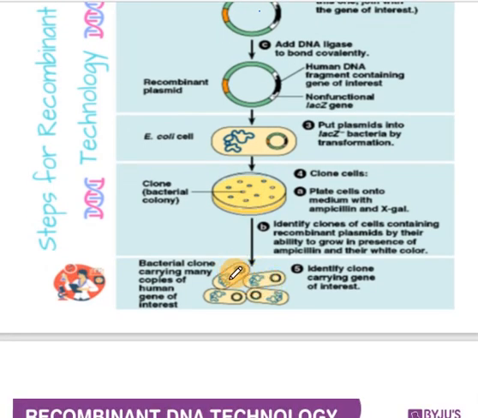If this bacteria has our gene of interest, let's say the gene for insulin, this bacteria can automatically synthesize insulin in its cell, so it can be isolated and used for, let's say, a human being that needs that insulin to cure his or her diabetes. So it's very simple. That's how basically recombinant DNA technology works.